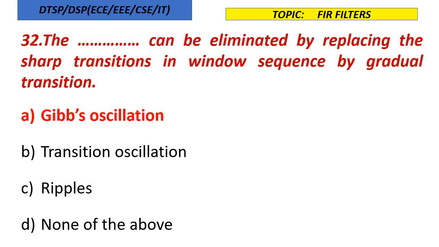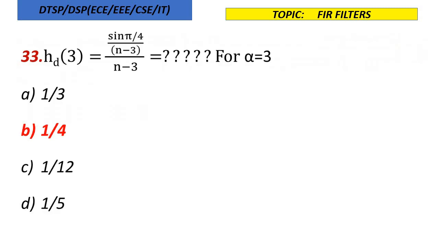The Gibbs oscillations can be eliminated by replacing the sharp transitions in the window sequence by gradual transitions. So the Gibbs oscillation can be eliminated, and how we can eliminate it is by replacing the sharp transition by gradual transition.